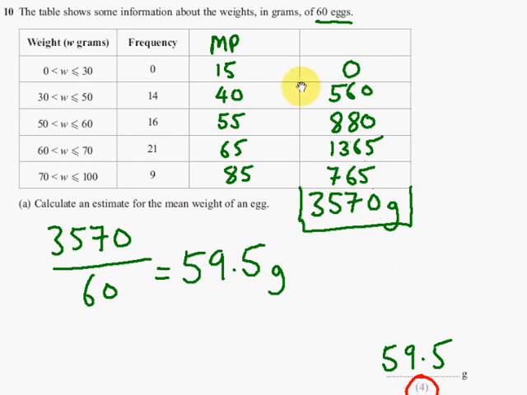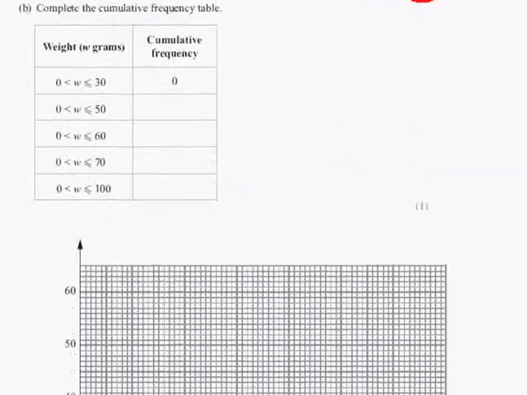Okay, so the first one's a method mark for having at least 4 correct midpoints here. And then the second mark comes from at least 4 correct products. So where you times the frequency by the midpoints, okay, 4 of those correct. The third mark comes from dividing the total by 60, okay, and the fourth and final mark comes from an answer of 59.5 grams. And that's it. So, part B says complete the cumulative frequency table.